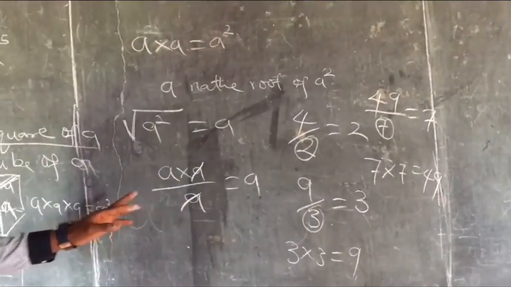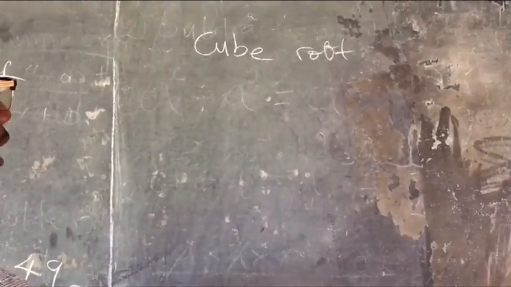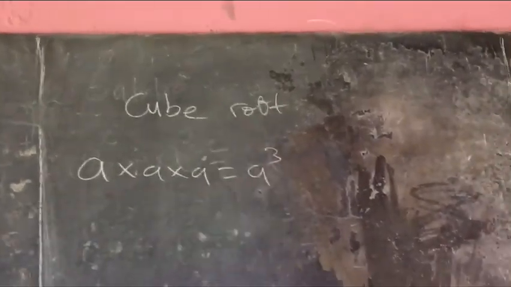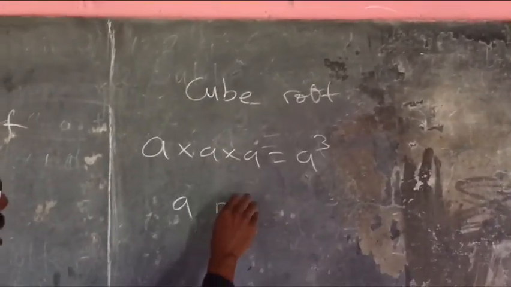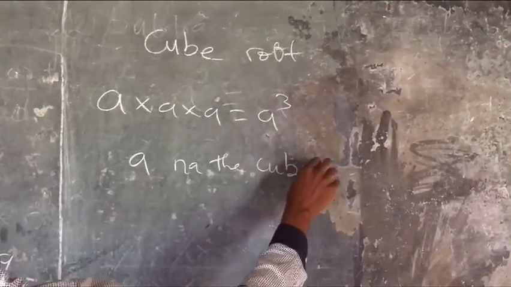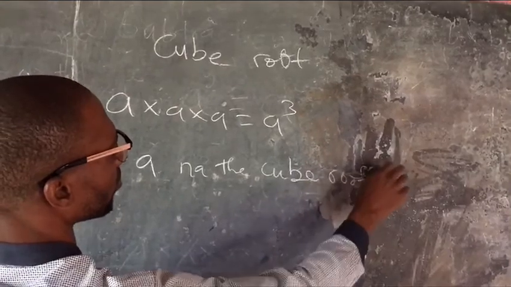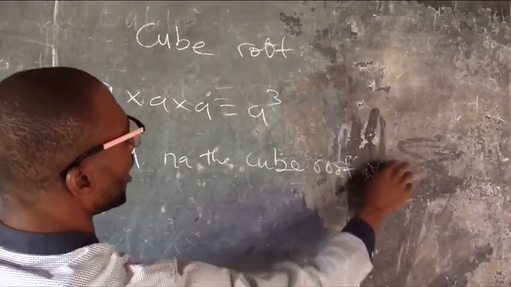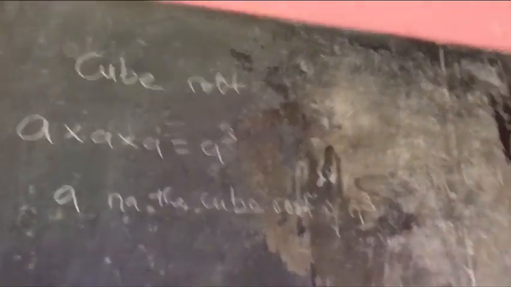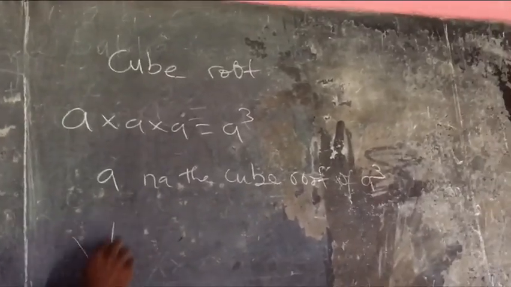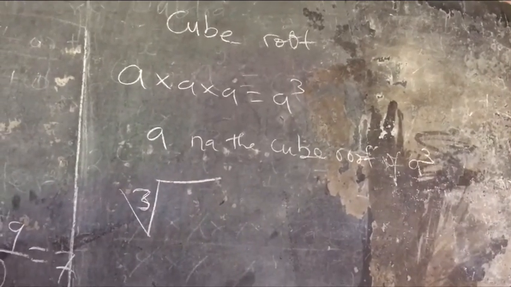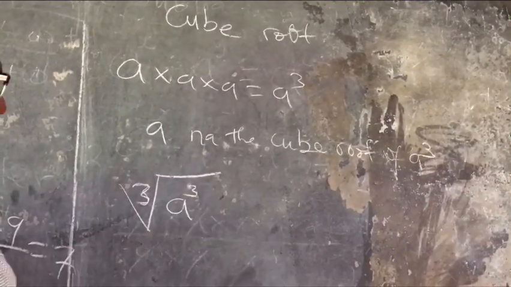Sure, we understand square root, right? Cube root means that if I raise a number a to power 3, then the cube root of a raised to power 3 gives a. Shall we understand? So we represent cube root with this sign. This one is cube root, and that is the difference. So the cube root of a raised to power 3 is a.